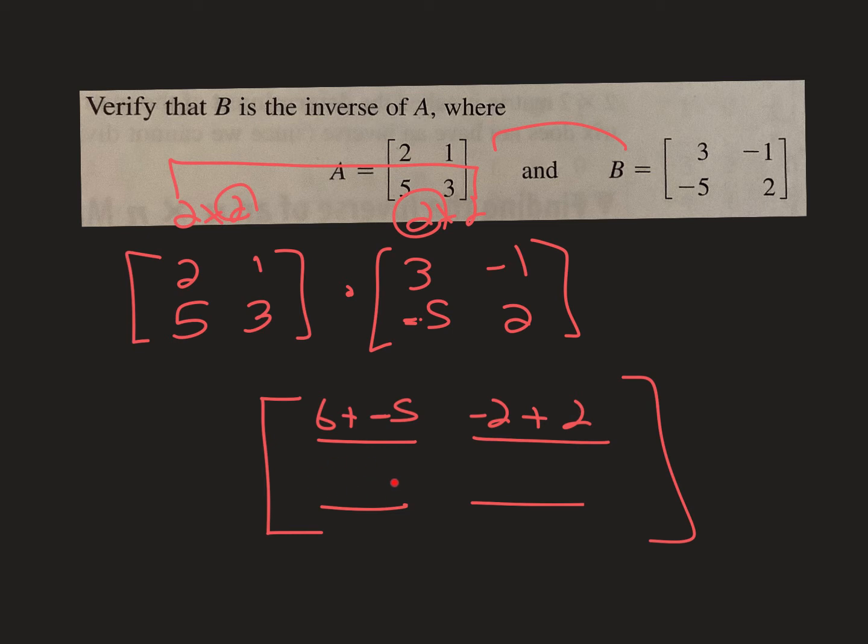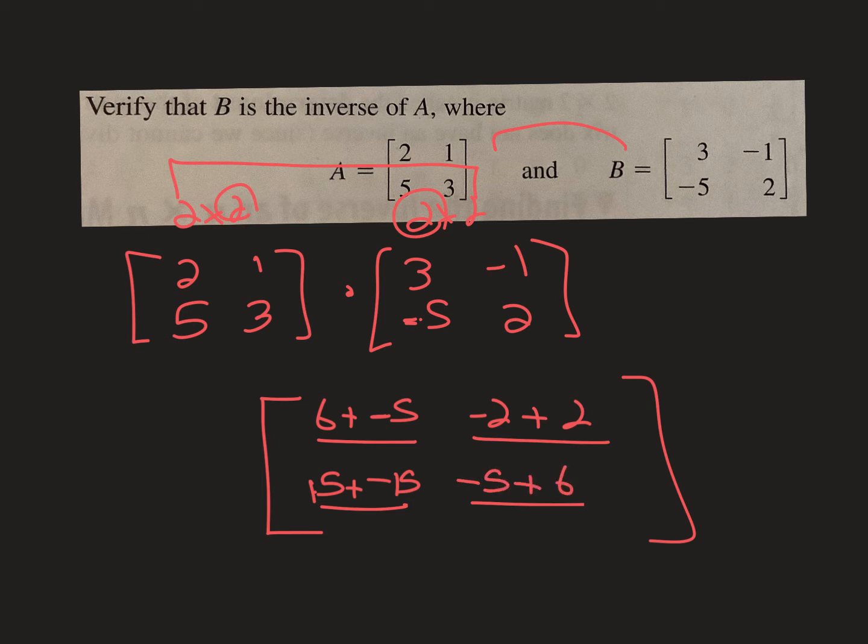Now I've got to get this one. That's in the second row and the first column. So I'm going to do the second row of this one times the first column of that one. All right, so I'm going to go 5 times 3 and 3 times -5. That's -15. I'm going to add those together in a second. And the last thing I'm going to do is this row times this column. And that's going to give me 5 times -1 and 3 times 2. Going to add those together.